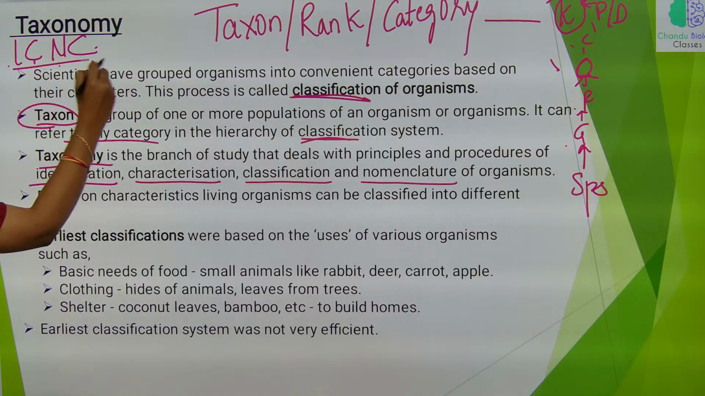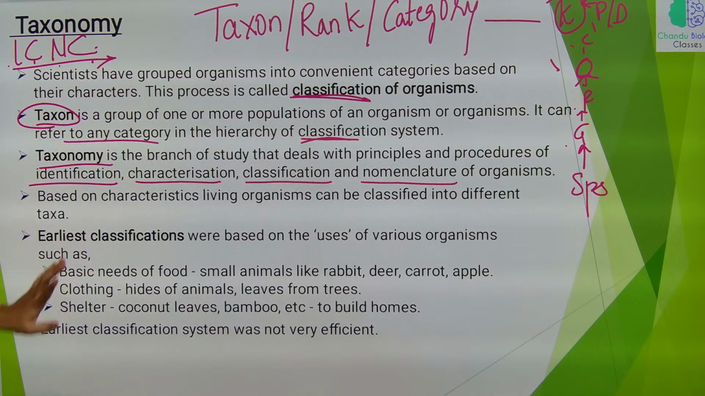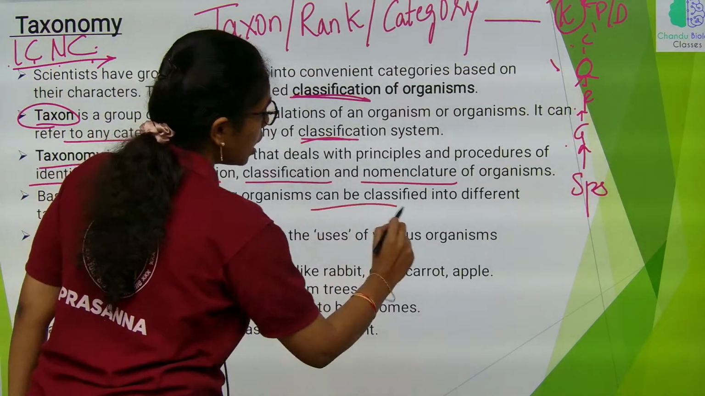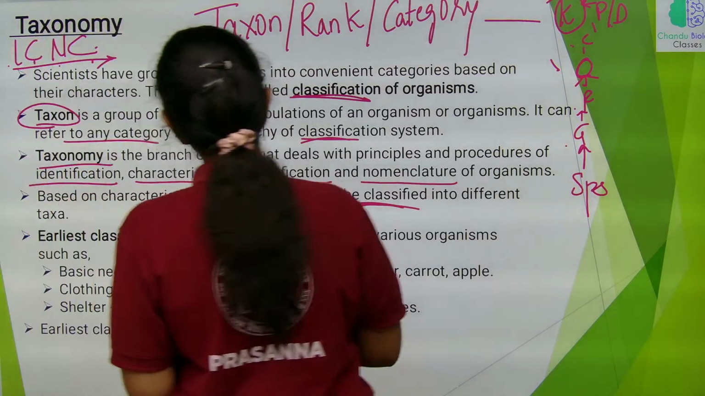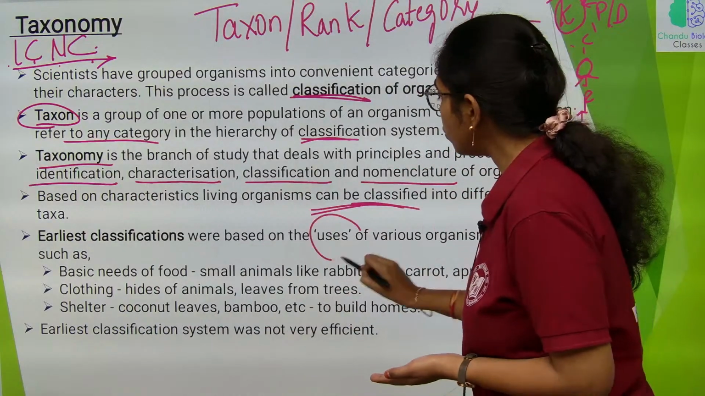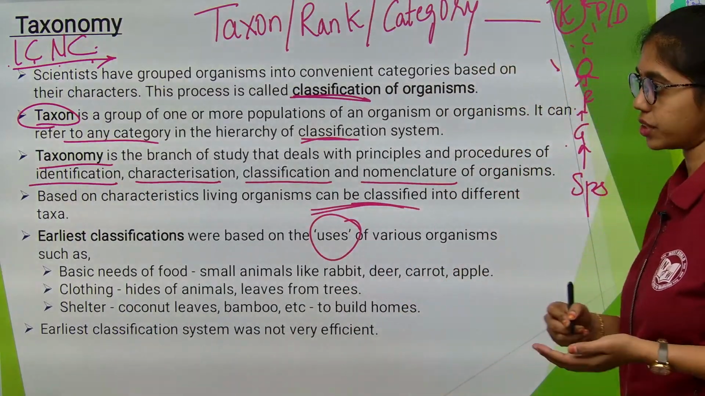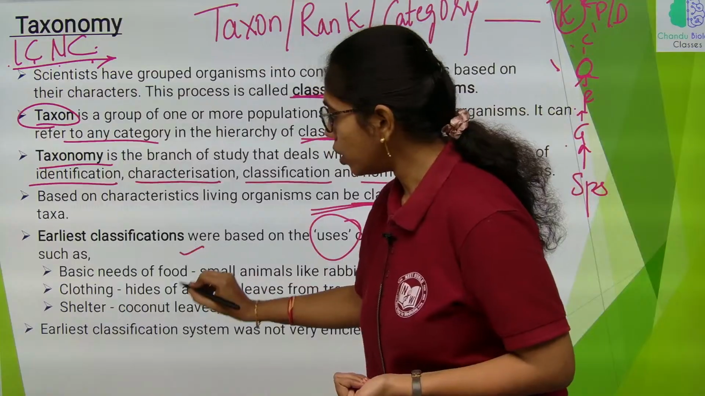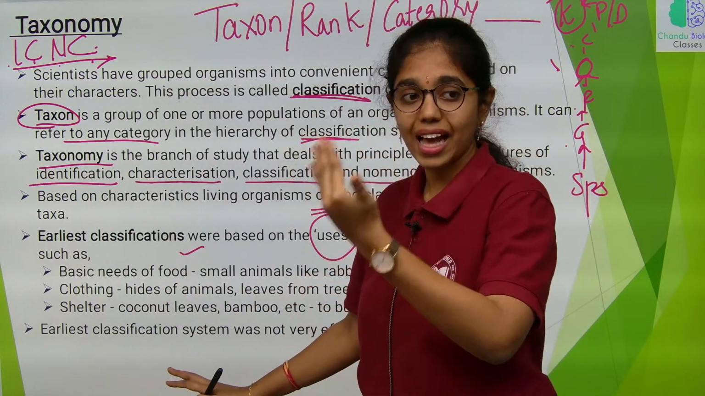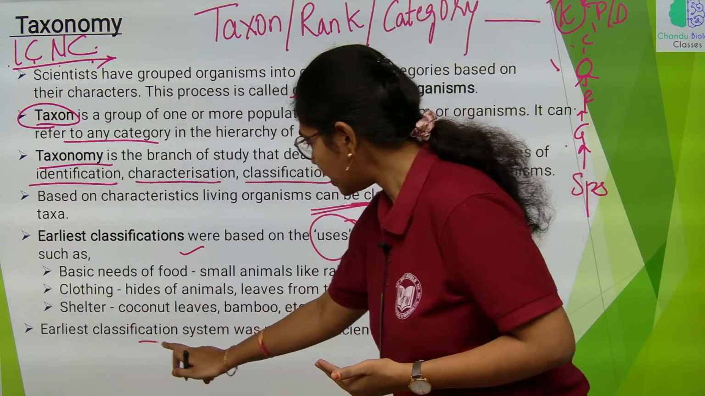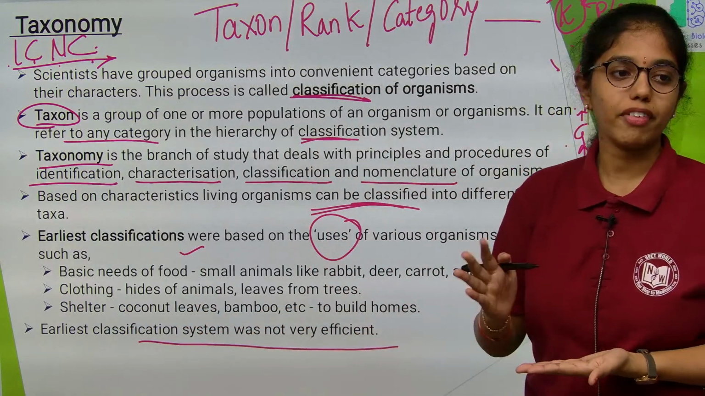This will be the order. Okay? Based on the characteristics of living organisms, they can be classified into different taxa. The earliest classifications were based on uses of various organisms, such as basic needs of food, clothing and shelter. This is the basic classification at an ancestry level that they have done. Earliest classification systems are not very efficient.